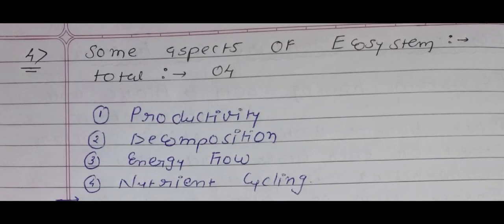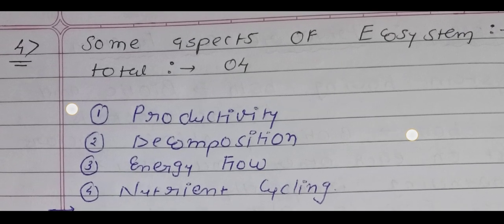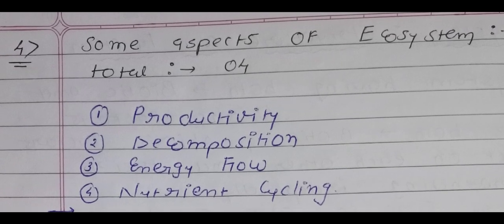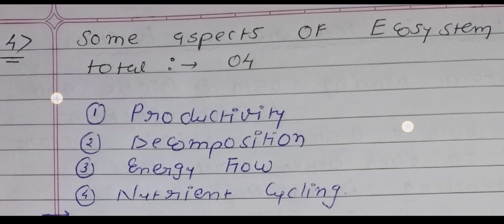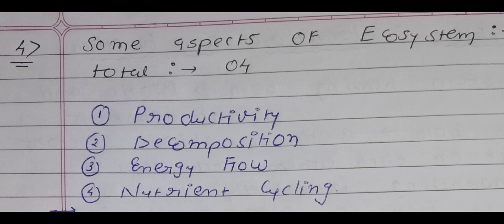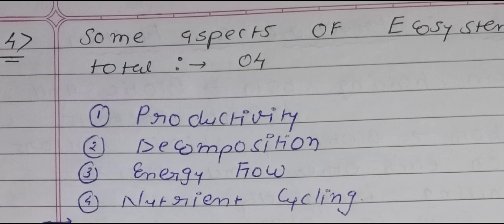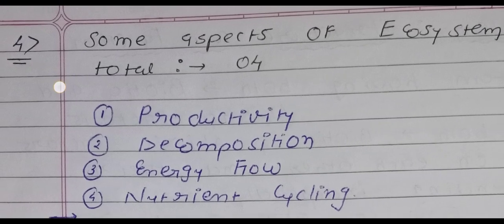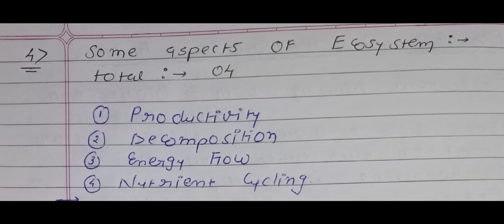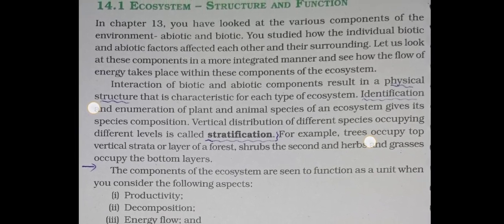Okay, now see point number 4. There are some aspects of ecology. First one is productivity, second one is decomposition, third one is energy flow, and fourth one is nutrient cycle. If you take any ecosystem, whatever it is, aquatic or terrestrial, these four aspects are there in that particular ecosystem. So you will remember these four names: productivity, decomposition, energy flow, and nutrient cycling. So here the first part of this question is completed.